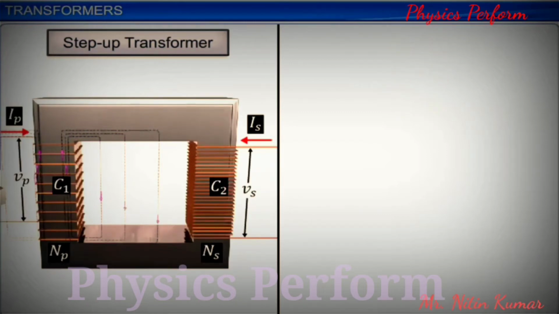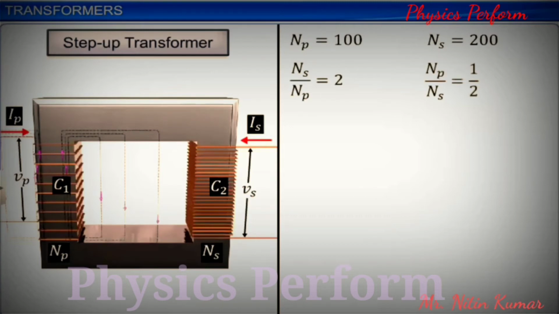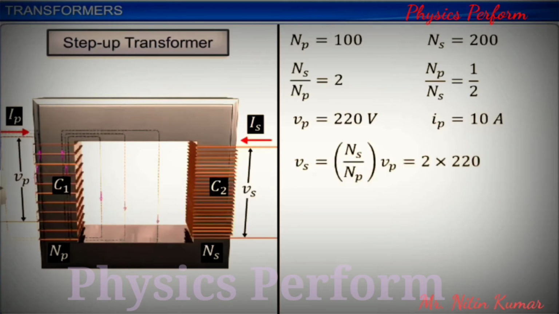For example, if the primary coil of a transformer has 100 turns and the secondary has 200 turns, NS by NP is equal to 2 and NP by NS is equal to half. Thus, a 220 volt input voltage VP at input current IP of 10 ampere gives an output voltage VS of 440 volt. In other words, it is stepped up to 440 volt output at a current IS equal to 5 ampere.